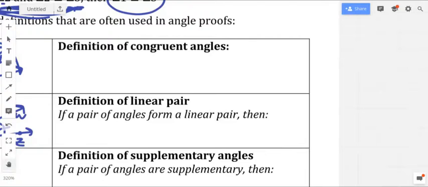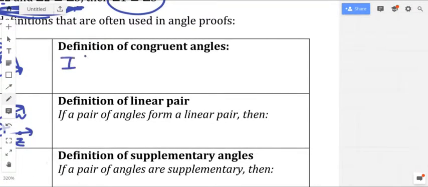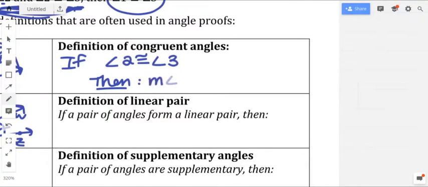Okay, here's some more. Definition of congruent angles. The definition of congruent angles is used just like the definition of congruent segments. If we had something like this, say angle 2 is congruent to angle 3, then they would say the measure of angle 2 is equal to the measure of angle 3. So that would be the definition of congruent angles.